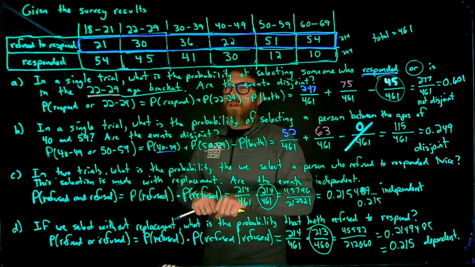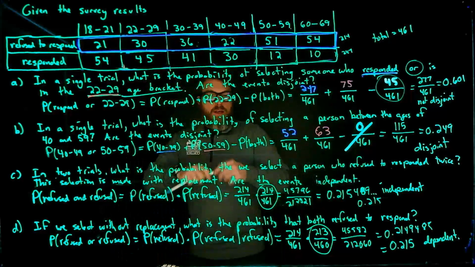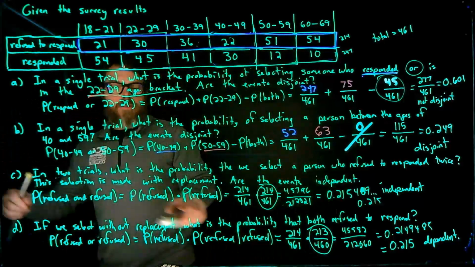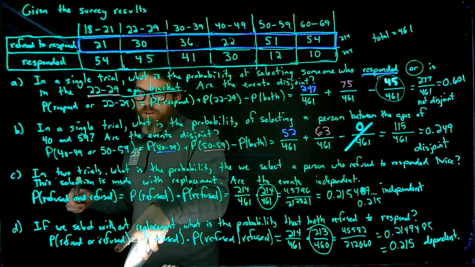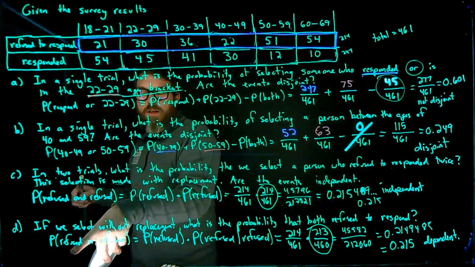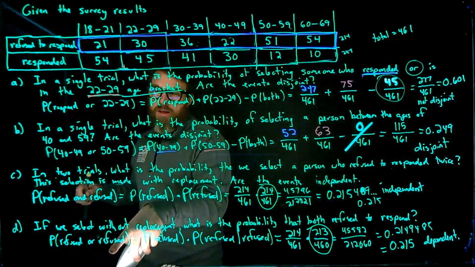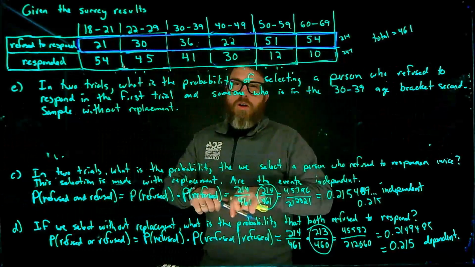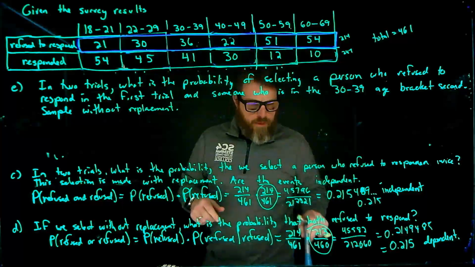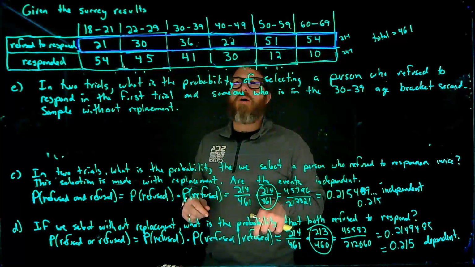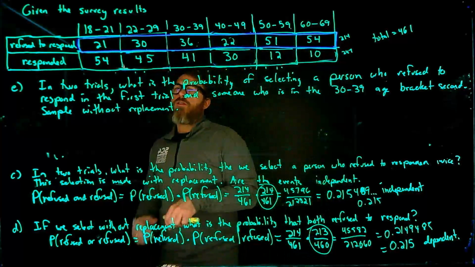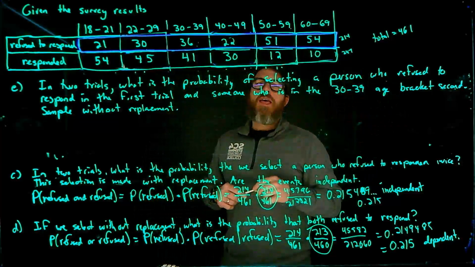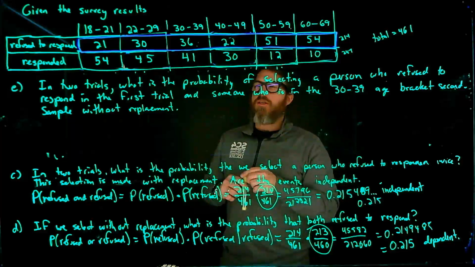So let's do one last example, because I want to show what happens if I ask for, instead of both of them being the same, what if one is something and the other one's this other thing if we have 2 events. So the last one I'm going to do is I'm also going to sample without replacement, but I want to talk about what's the probability, say in 2 trials, what's the probability of selecting a person who refused to respond first and then somebody in their 30s second.